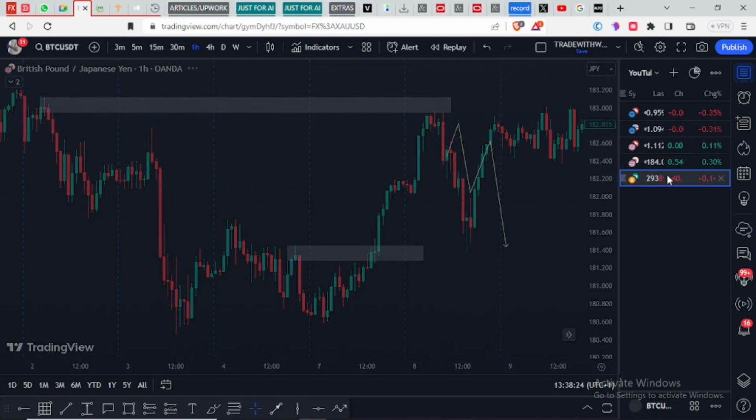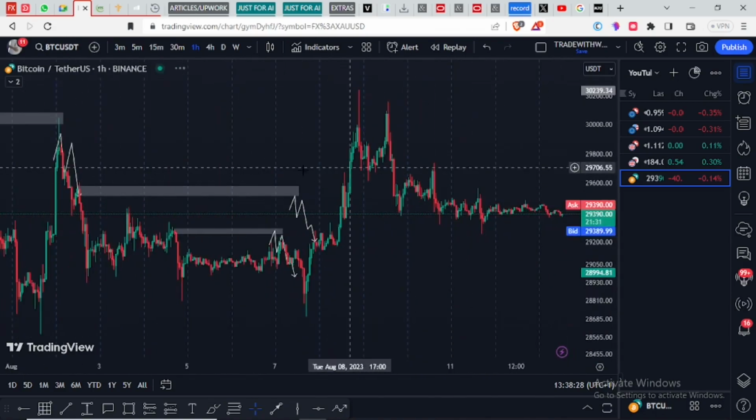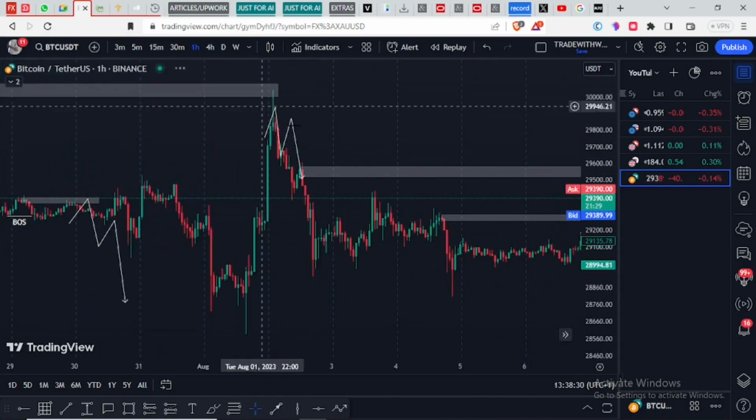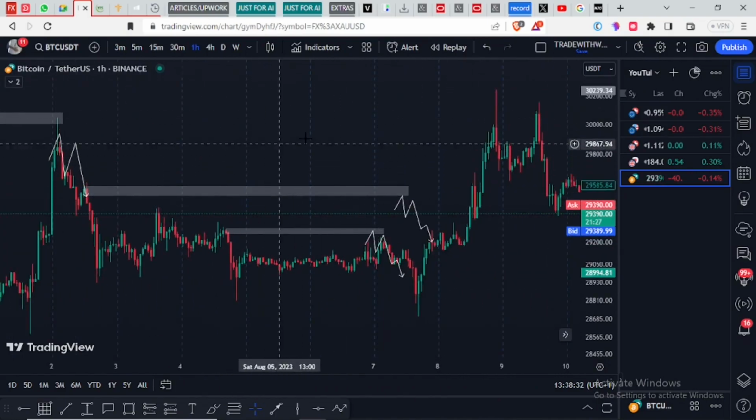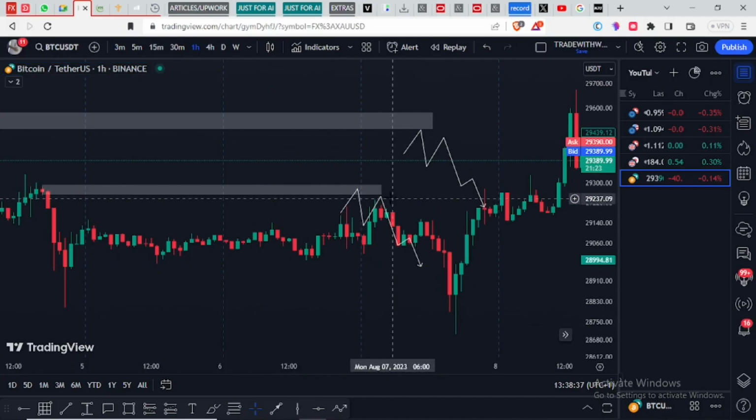Then lastly, we move to Bitcoin. I'm still expecting more sales, but you can see what is happening right now. This was from the last week analysis, last 2 weeks. I'm expecting sales here. Okay, the sales here played out.